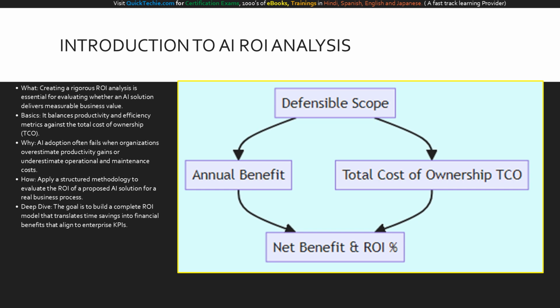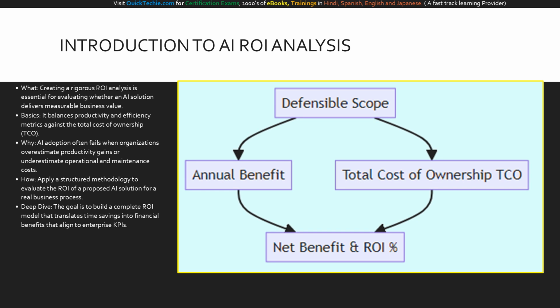What exactly is this? Creating a rigorous ROI analysis is essential for evaluating whether an AI solution delivers measurable business value. The basics involve looking at both the hard financial savings like productivity metrics and the total costs required to build and maintain the agent.